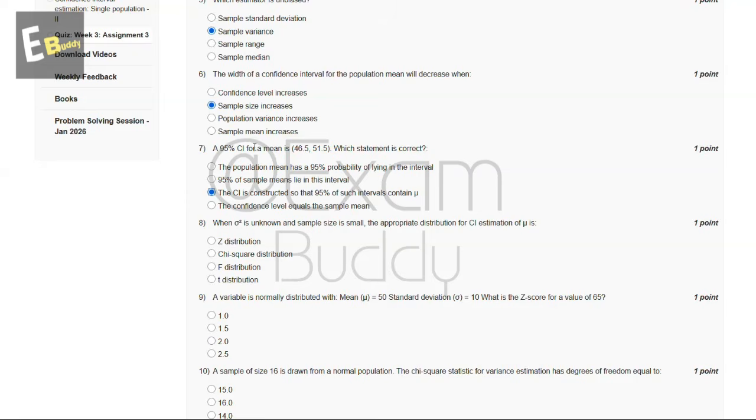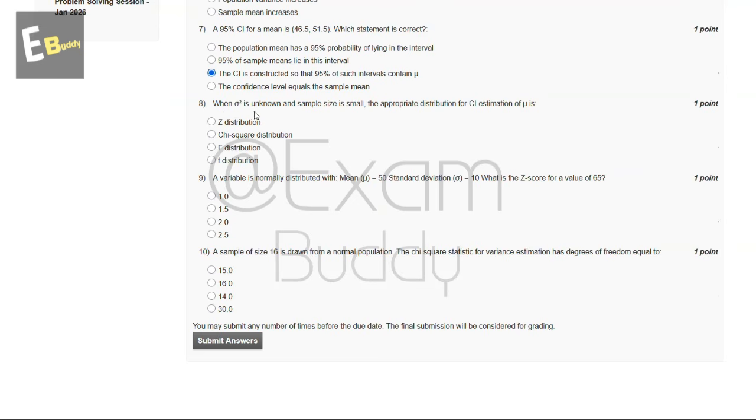And now let's go to our question number 8. When sigma squared is unknown and the sample size is small, the appropriate distribution for CI estimation of mu is? So these are the options, and the answer of our eighth question is D, t-distribution.